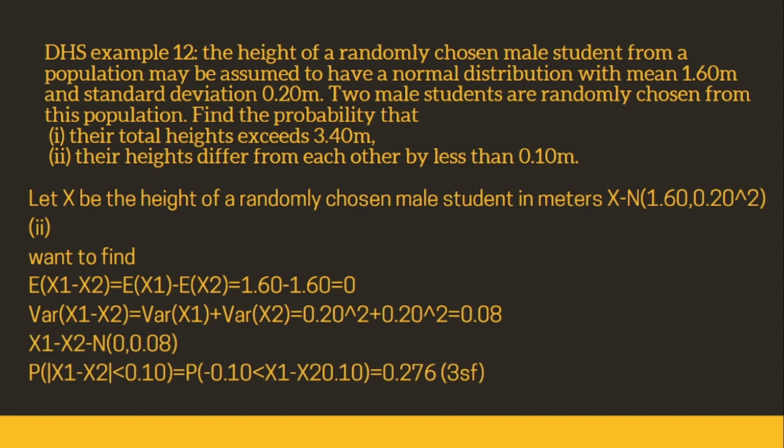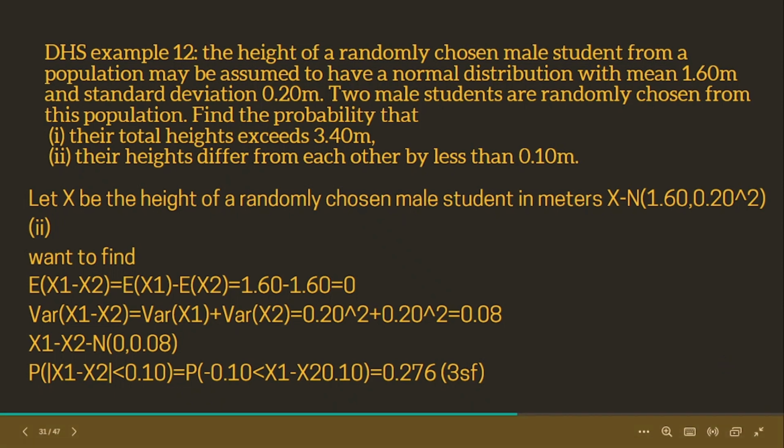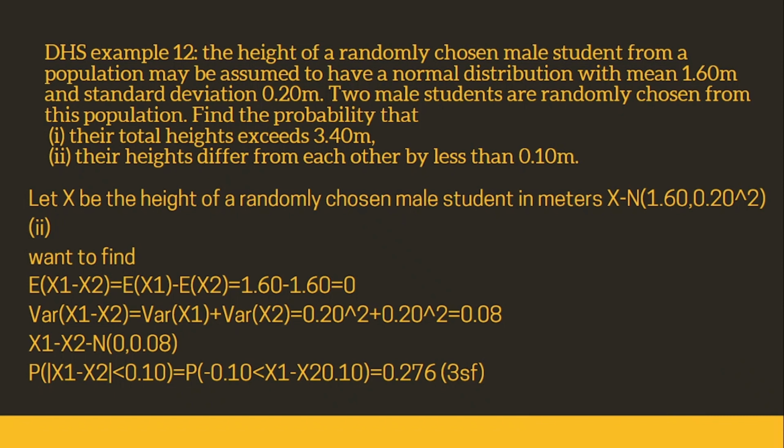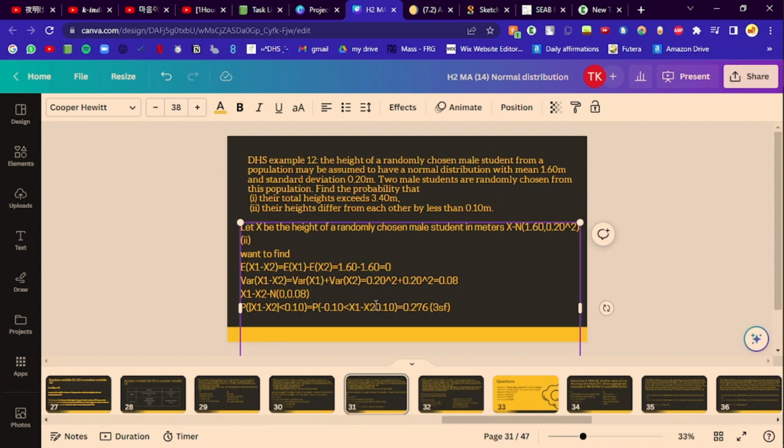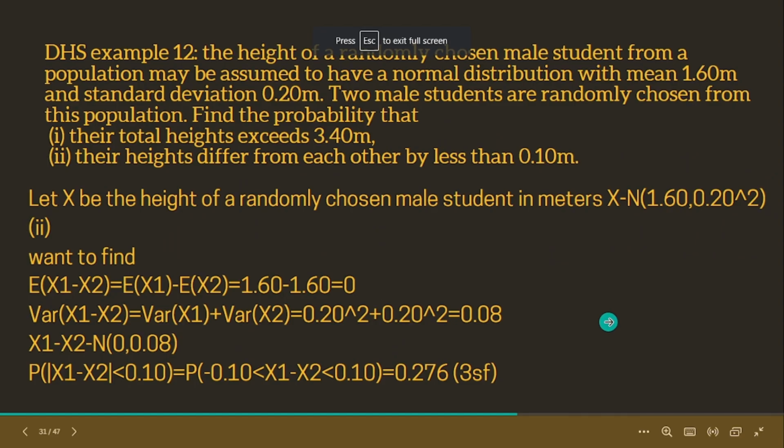Then for the second part, let x be the height of a randomly chosen male student in meters, where x has a normal distribution with mean 1.6 and variance 0.2 squared. So we want to find the expected value of x1 minus x2, which is basically 1.6 minus 1.6 equals 0. But then for the variance, it's going to be the variance of x1 plus x2, which will lead to 0.08 also. So if you want the heights to differ by less than 0.1, it's the same as saying the modulus of x1 minus x2 is less than 0.1. Or in other words, finding the probability that negative 0.1 is less than x1 minus x2, which is less than 0.1. And if we put it into the GC, you get a final answer of 0.276.